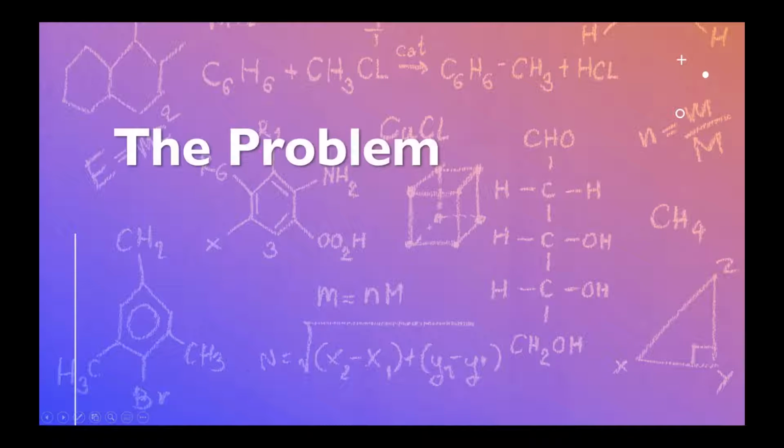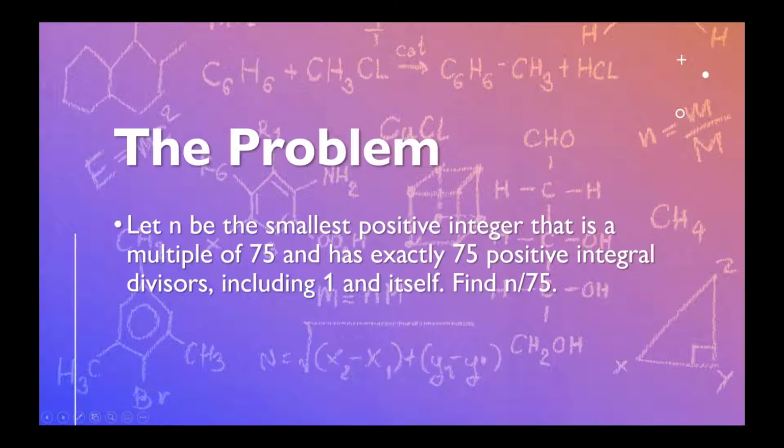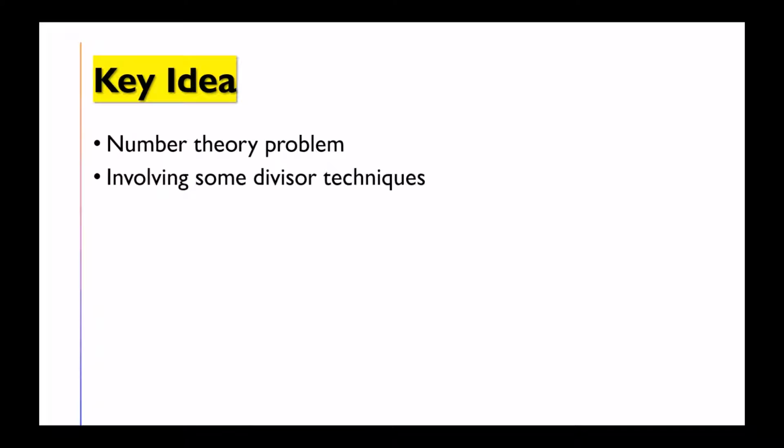So here's the problem. Let n be the smallest positive integer that is a multiple of 75 and has exactly 75 positive integral divisors, including one and itself. Find n over 75. The key idea for this problem is that it is a number theory problem, because it involves divisors and divisibility, like n is divisible by 75, etc. And like I said, it involves some divisor techniques.